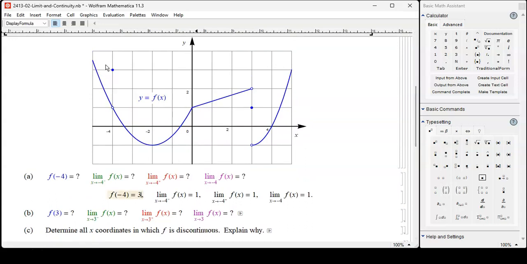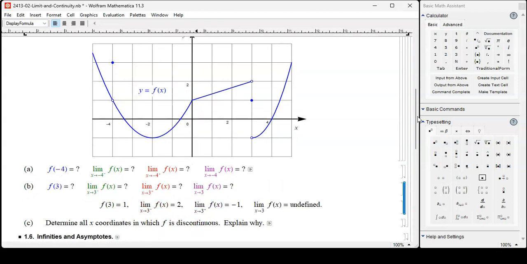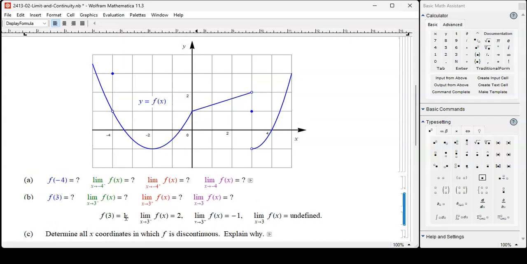Function value is +3, right here. And then the left-hand side, right-hand side limit are all the same y-coordinate here. So this limit expression is well defined, and that's a common value of 1. Now, for the next problem, it's the other way around. Function value is 1 right here. And from the left-hand side, going to 2, that y-coordinate. From the right-hand side, going to -1. And then these two are different. So this limit is undefined. It does not exist.